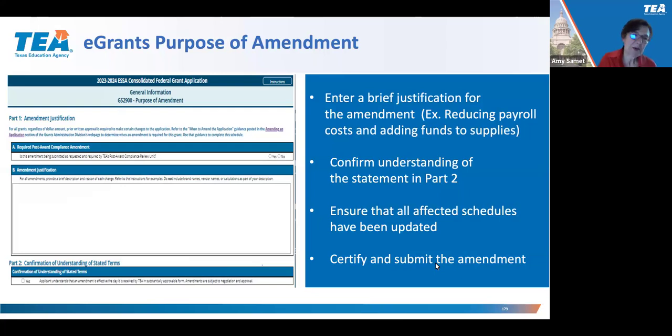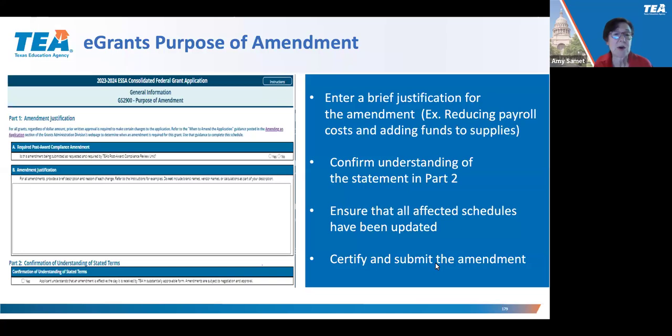If the amendment was required by the post-award compliance unit, you will check the yes. And if not, don't do it. On the amendment justification, keep things basic and simple, such as in the scenario I outlined, we are reducing payroll costs, we are increasing supplies to make it consistent with our needs that have emerged since the grant was submitted. Keep it short, keep it concise, but keep it accurate, because then we're going to go into the application.